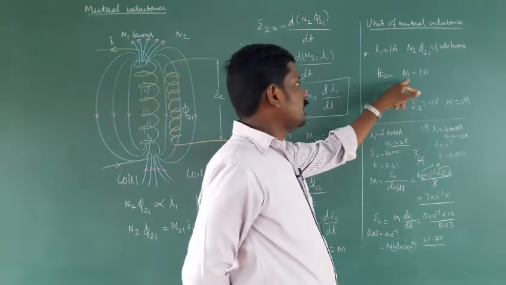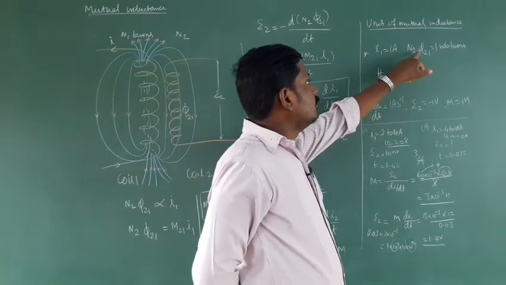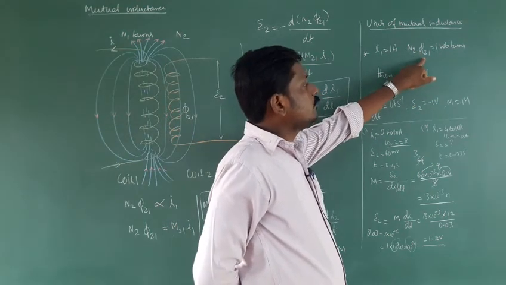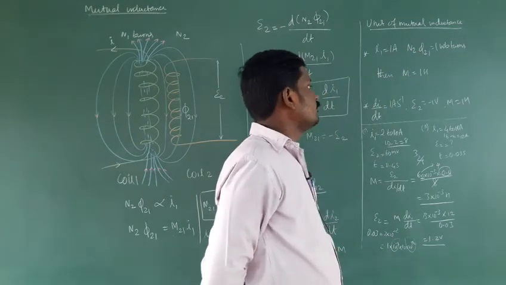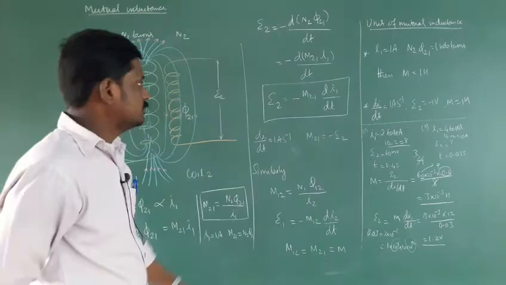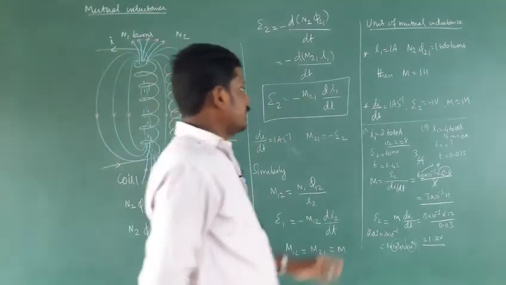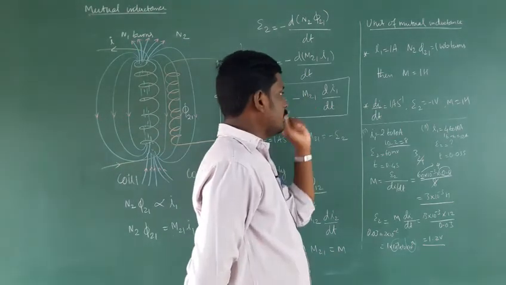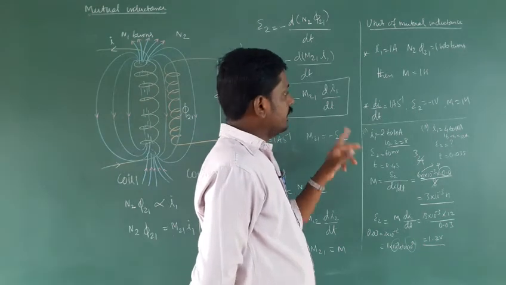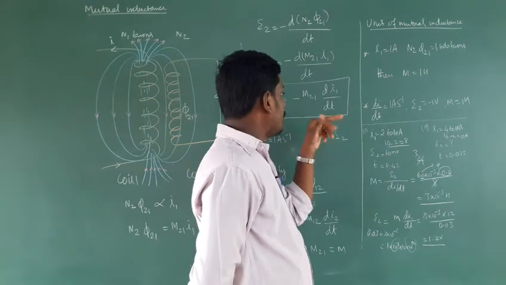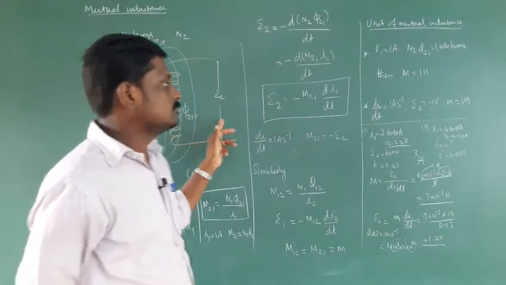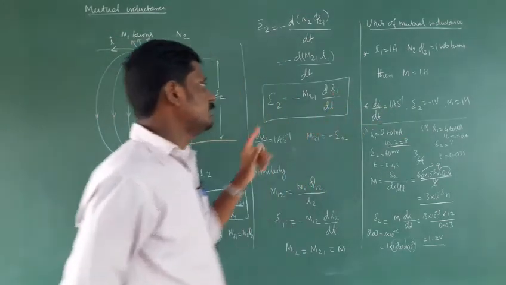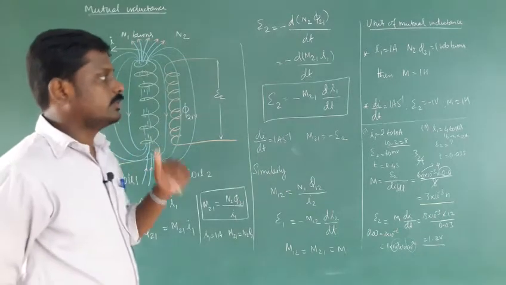So mutual inductance is 1 Henry when the total flux linkage produced in coil 2 is due to 1 ampere current flowing in coil 1. That's all. In another way, using this formula, mutual inductance is 1 Henry when the opposing induced EMF produced in coil 2 is 1 volt, when there is a change in current of 1 ampere per second in coil 1.